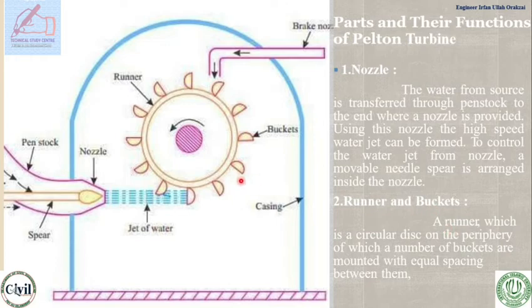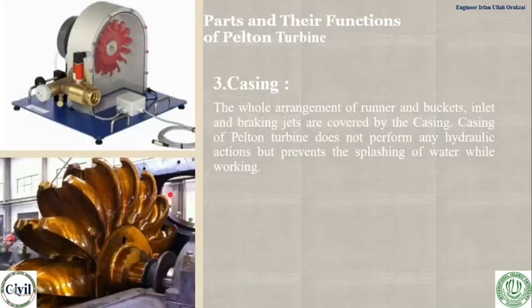The second most important part of the Pelton wheel is the runner and buckets. This is the runner, a circular disc, and on the periphery of this runner a number of buckets are mounted with equal spacing between them. So these are the buckets. These buckets are hit by the water jet and make the Pelton wheel revolve.